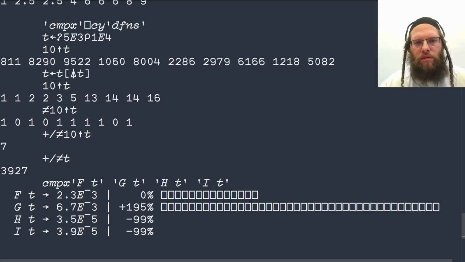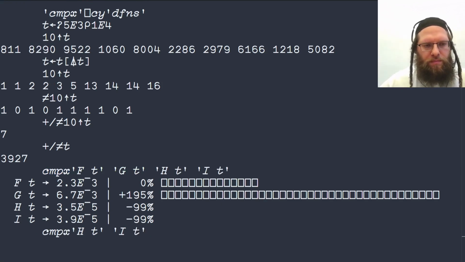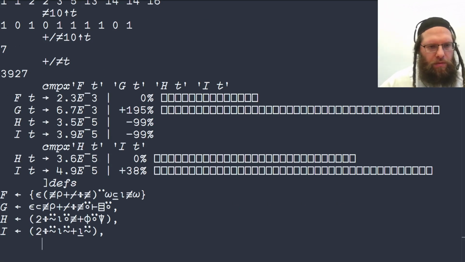That evens out. Oh, look at that. That's a huge difference here. In fact, so much that we can't really tell which one is faster, H and I. So let's try those again. And, well, I guess for this size argument, then H, which was using the grades up and down, was the fastest. We can look at what we've got here.